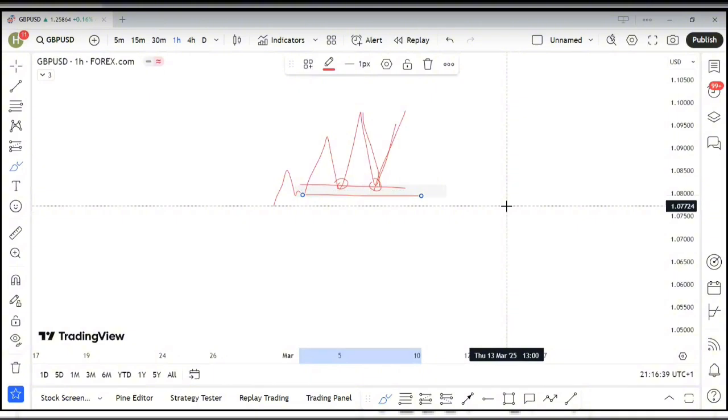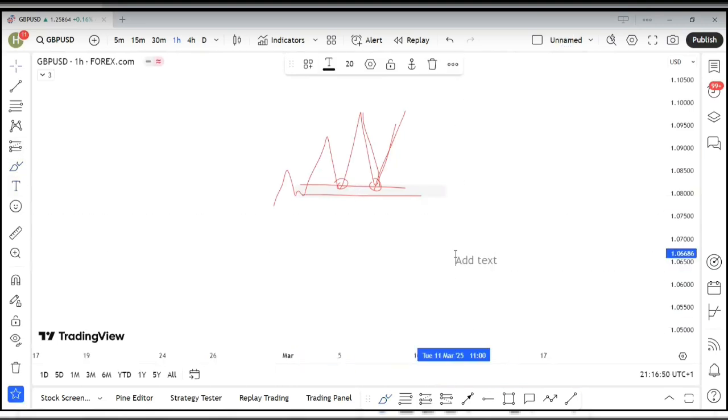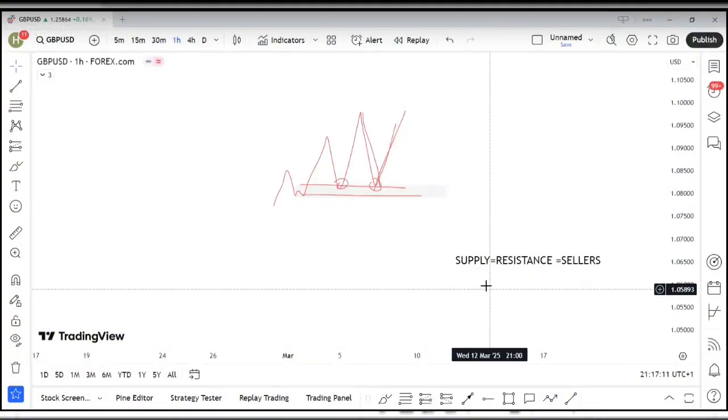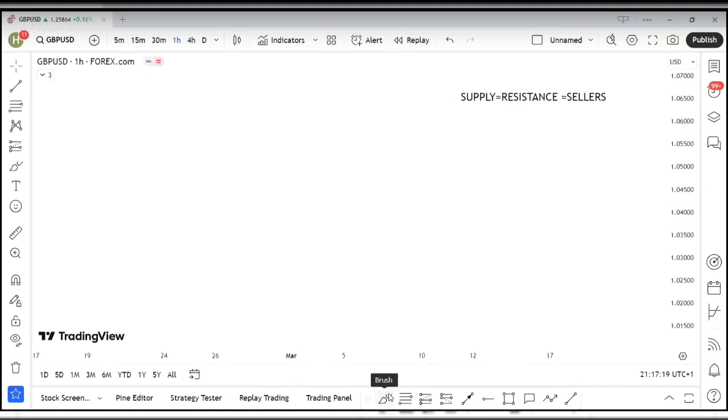The same thing goes for supply, which is close to a resistance zone. Supply is close to resistance, for sellers. So a supply zone is a zone where there are a lot of sellers that push price lower, right?